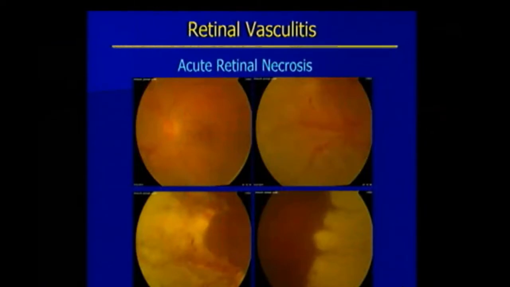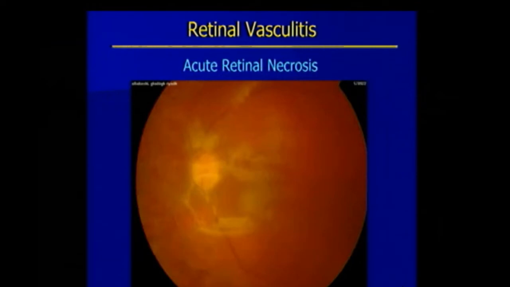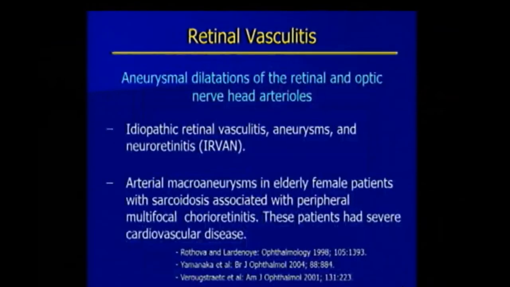This is a very aggressive disease. Peripheral necrotizing retinitis is very confluent. And if you do fluorescein angiography, there is shutdown of the retinal circulation. This patient, despite extensive treatment, developed retinal detachment, which is a common complication of this disease, and she was operated on with silicone oil tamponade.